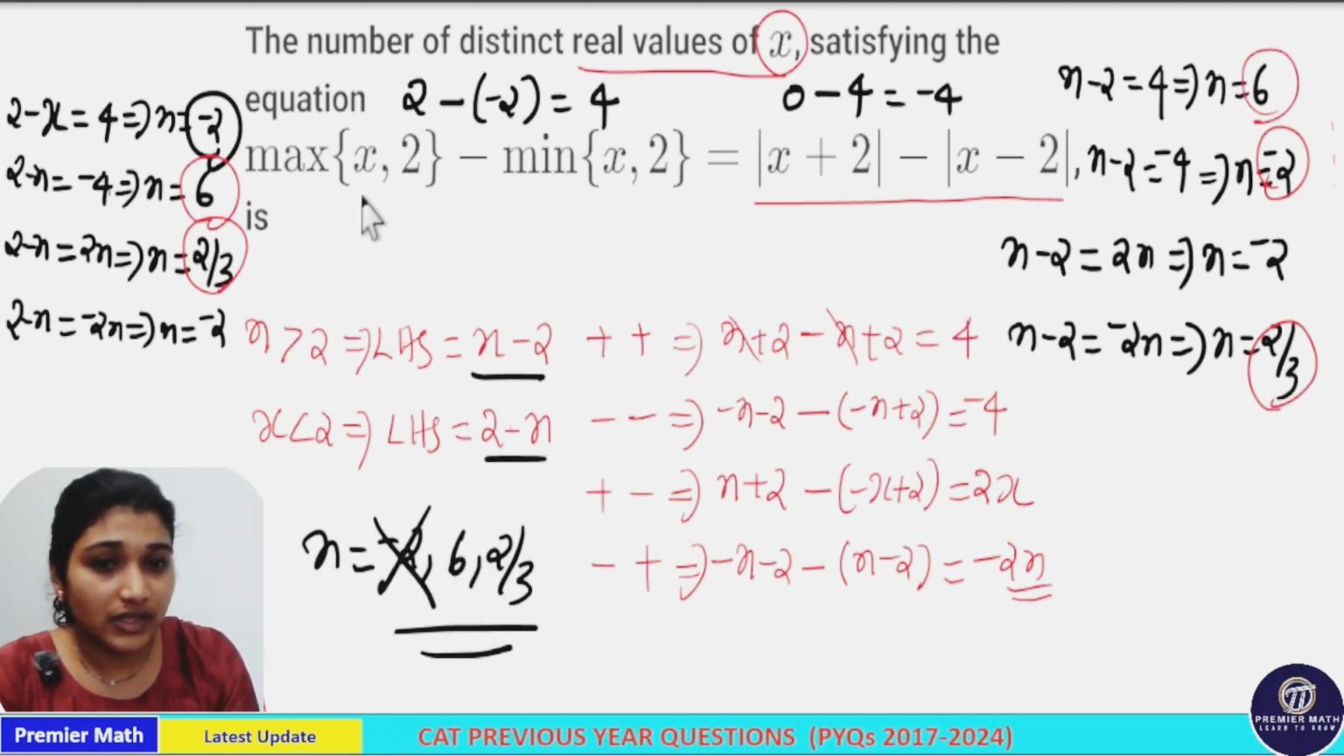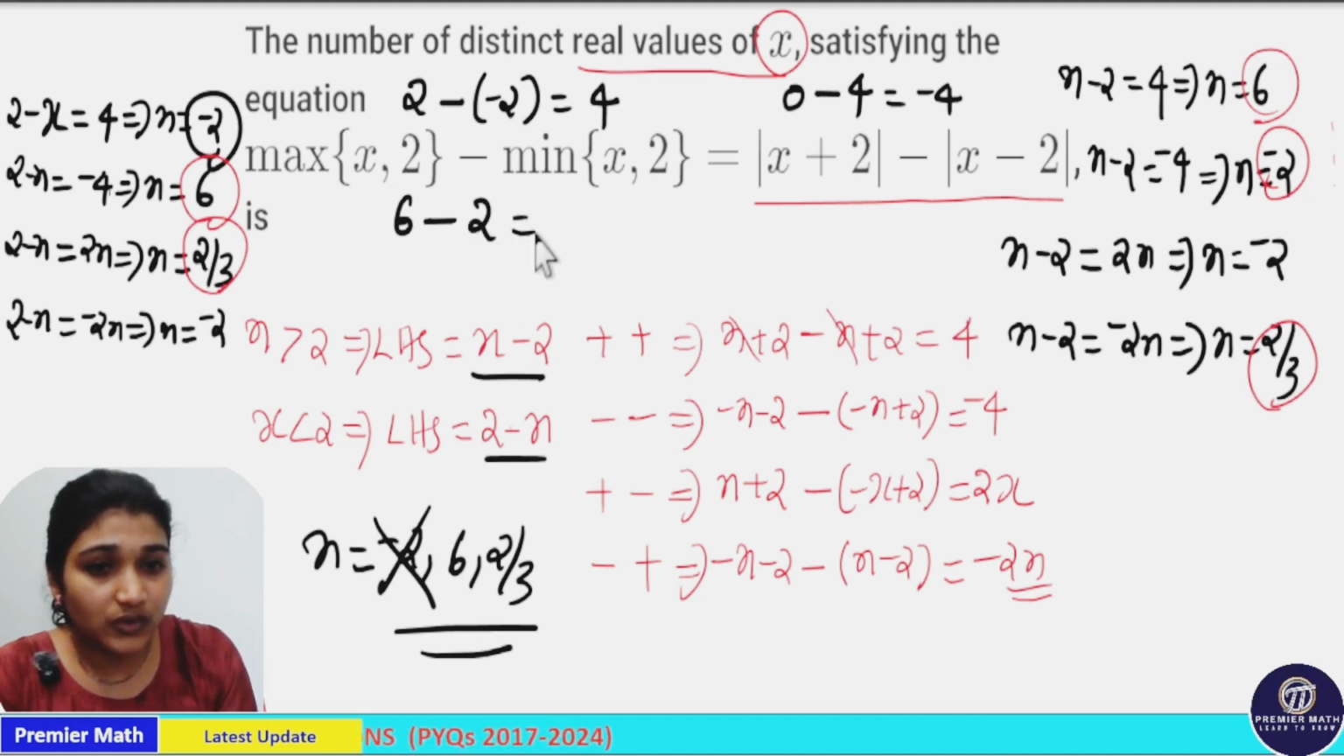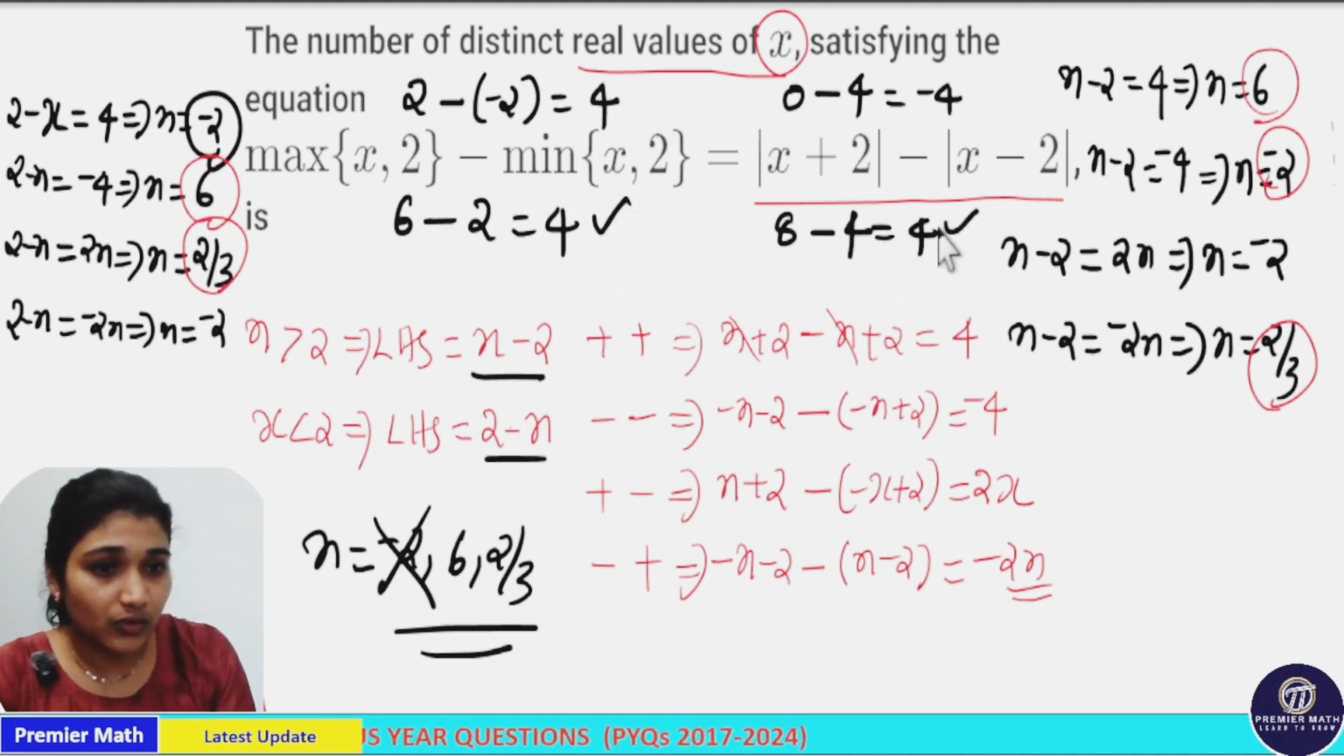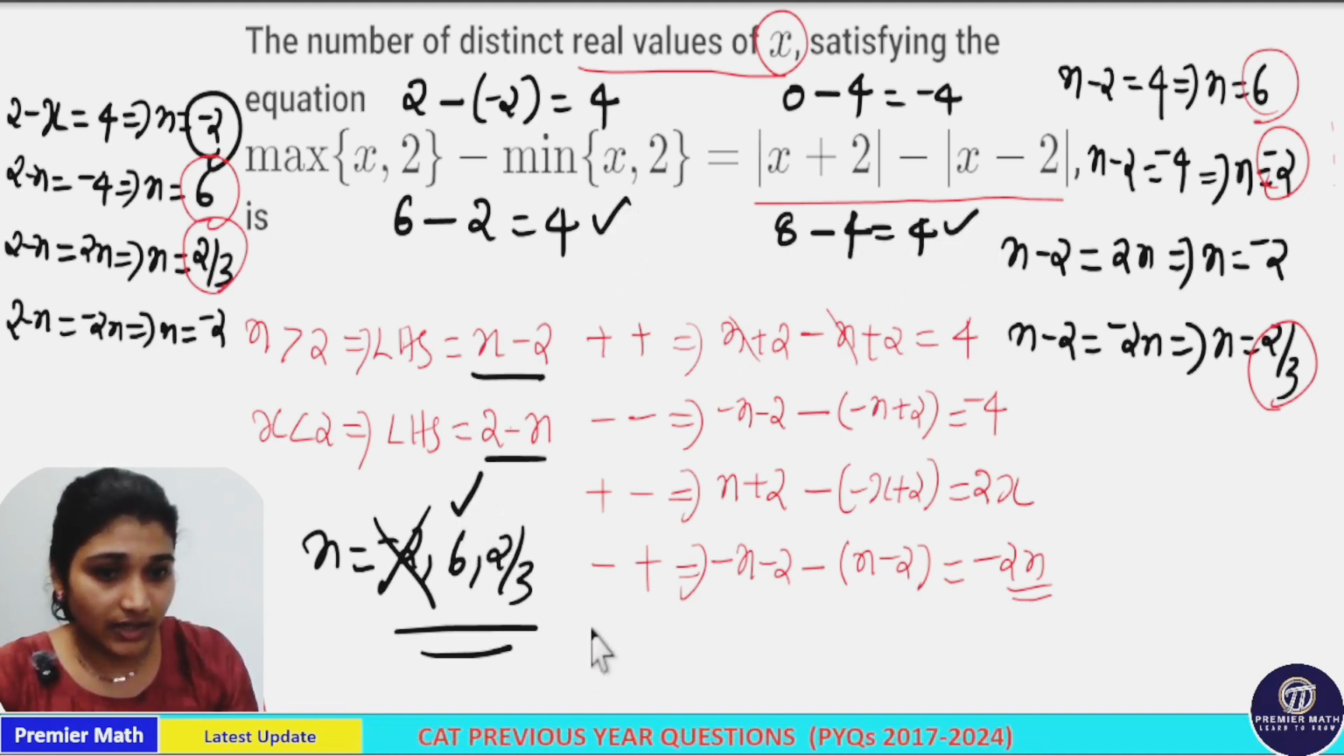Now, verify with 6. The maximum of 6 and 2 is 6 and the minimum is 2. So 6 minus 2 is 4 in the LHS. In the RHS, 6 plus 2 is 8, the modulus of 8 is 8, minus the modulus of 6 minus 2, which is the modulus of 4, which is 4. So 8 minus 4 is 4. So here the LHS equals the RHS, so x equal to 6 is correct.